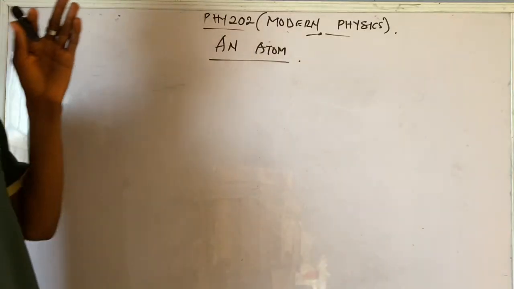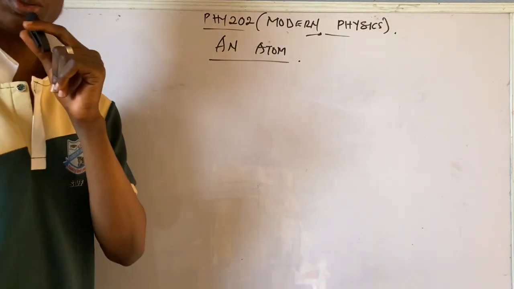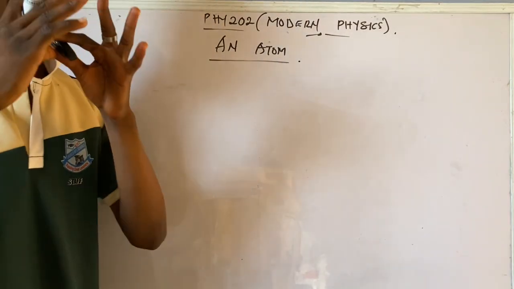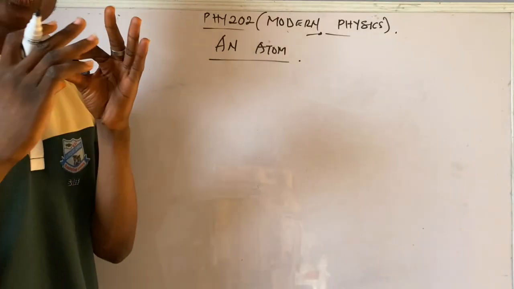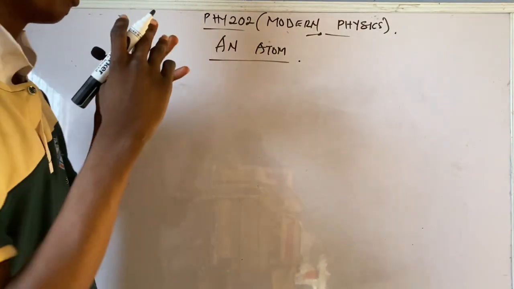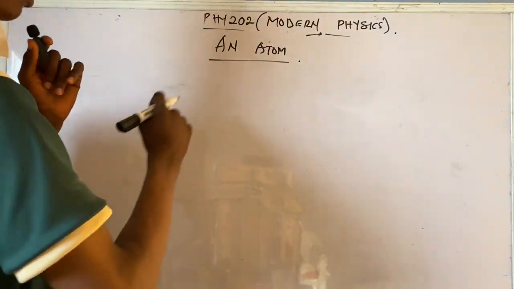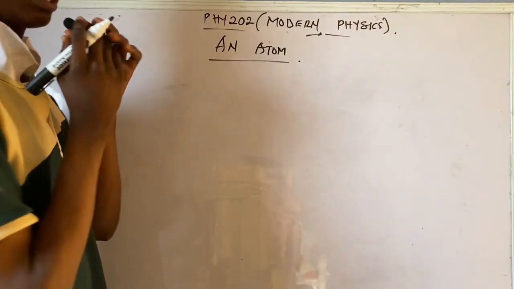Okay, welcome to the class of Physics 202. This is modern physics, which is basically divided into two: relativity and quantum physics. So this is some kind of quantum physics. The first thing we're talking about is the atom.